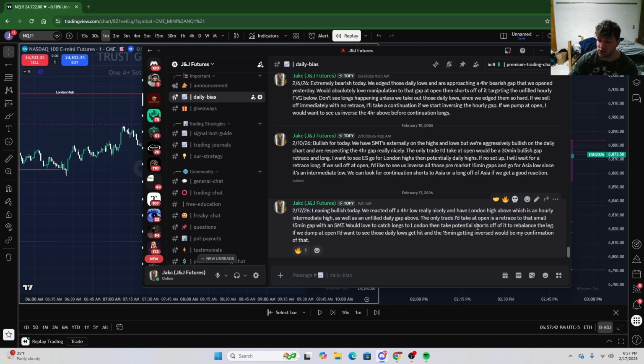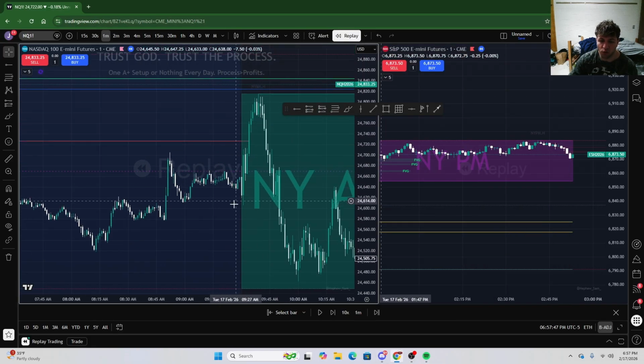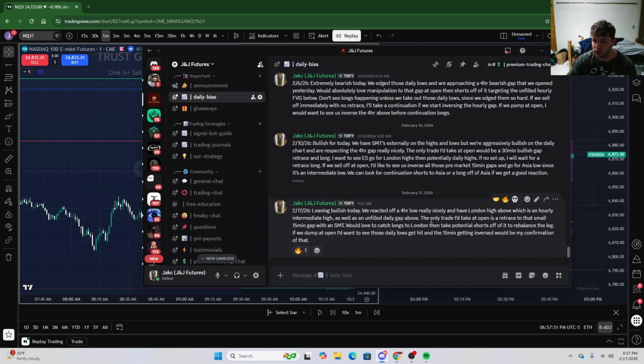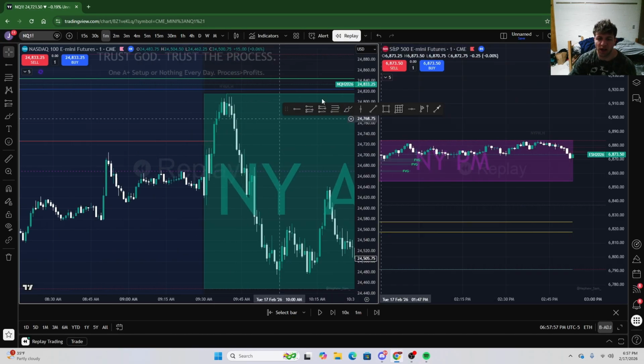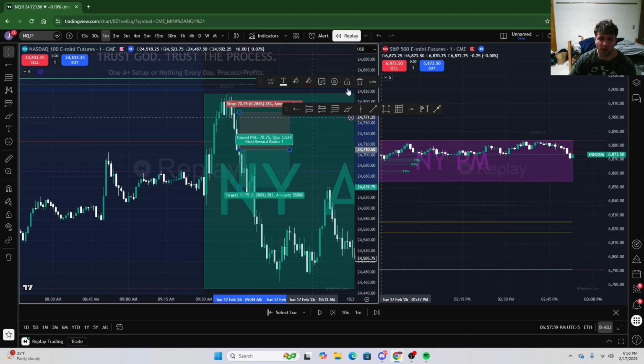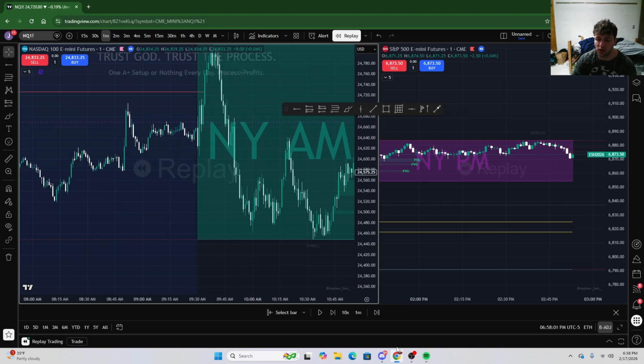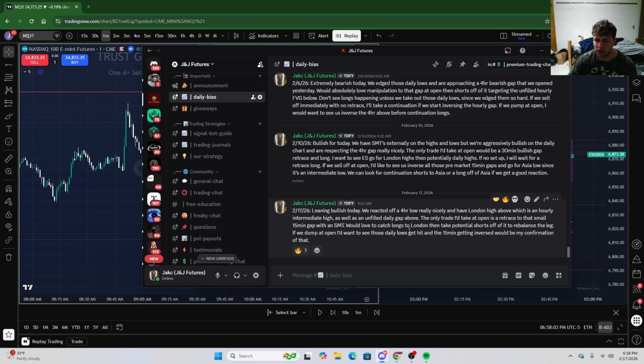Only trade I'd take at open is a retrace to that 15-minute with an SMT. Would love to catch longs to London. What do you know? Right at open, we retrace with an SMT, and we long to London. Wow, I'm a genius. And then would love to catch longs to London and then potential shorts off it to rebalance the leg. We just didn't have a good reaction, but shorts did happen. I basically perfectly predicted this.